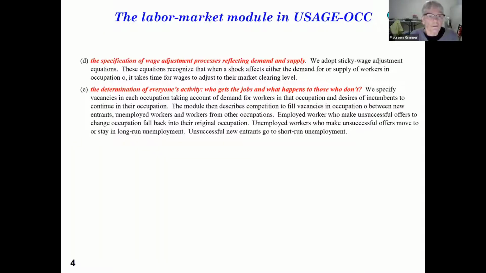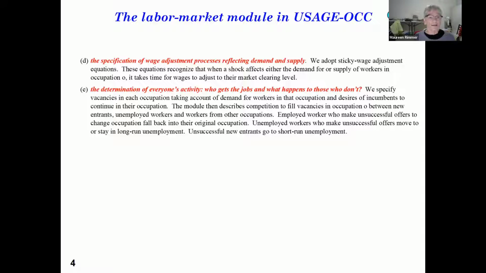Having got so far, the next thing is specification of wage adjustment processes reflecting demand and supply. We adopt sticky wage adjustment equations. These equations recognise that when a shock affects either demand or supply of workers in occupation O, it takes some time for the wages to adjust to their market clearing level. So, usually 4 or 5 years.